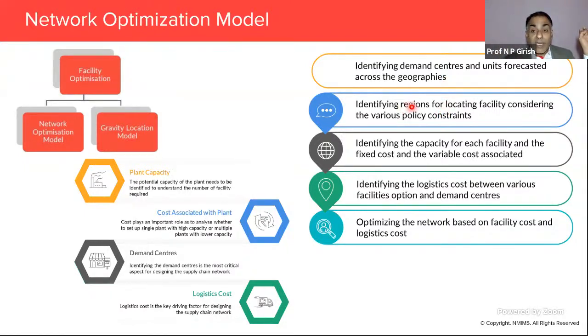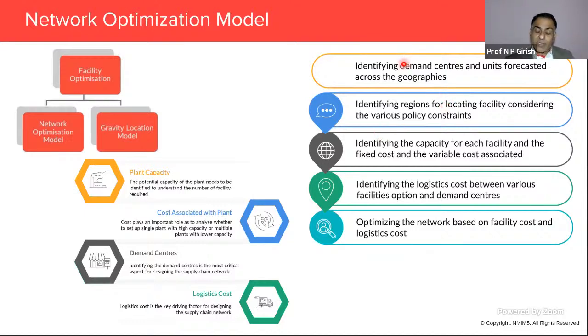Next, identifying regions for locating the facility, considering various policy constraints. When IKEA moved to China, the Chinese government was giving them a tax holiday. When Samsung moved to India, they were looking at various places. Couldn't they have moved to Sri Lanka, or Pakistan, or somewhere in Taiwan? But they looked at India, keeping in mind various policies, ease of doing business, etc.